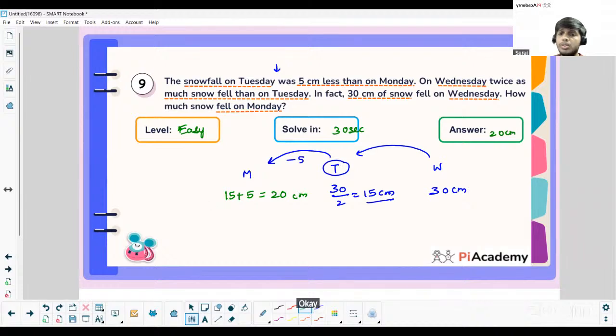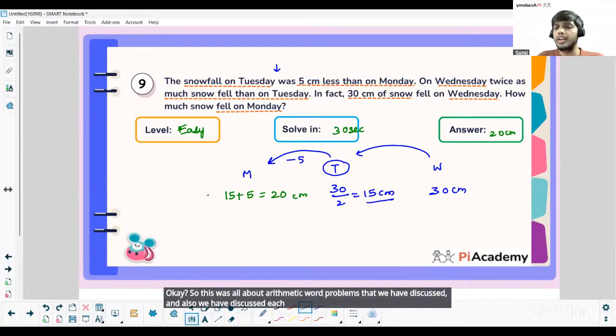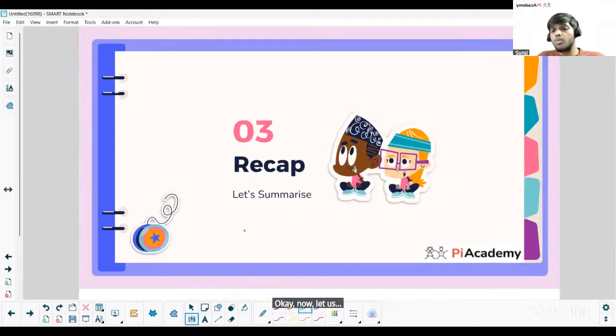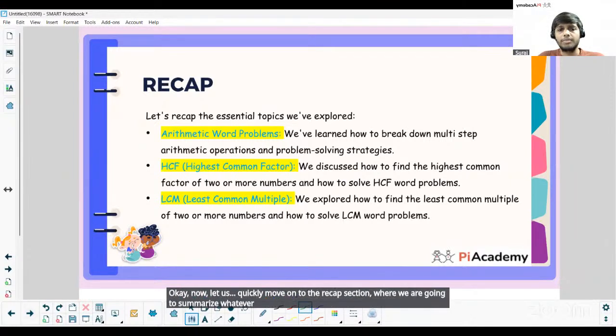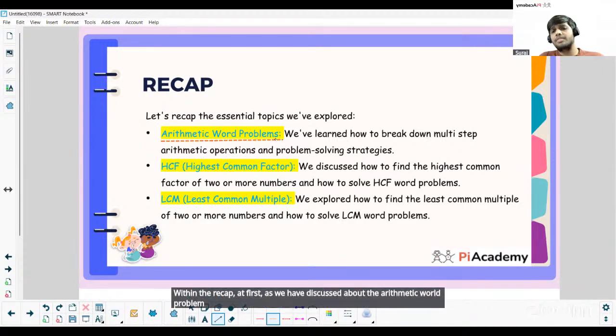Okay. So this was all about arithmetic word problems that we have discussed. And also we have discussed everything related to HCF and LCM word problems. Now let us quickly move on to the recap section, where we are going to summarize whatever we have learned for today. Within the recap, at first, as we have discussed the arithmetic word problem, here we have learned exactly how to break down any question and its concept into multi-step arithmetic operations.